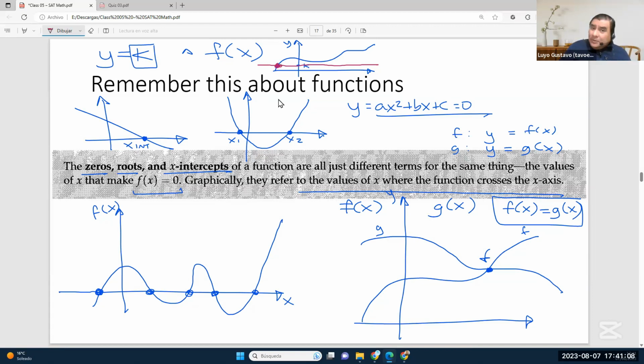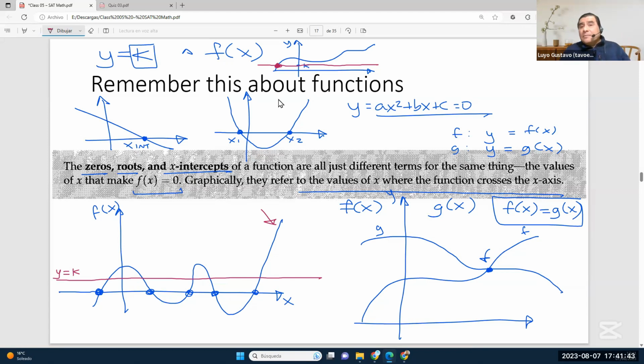And it is possible that the curve and the line may have more than one intersection. Imagine that you have this f of x here, and we have this horizontal line. How many intersections do you find between this horizontal line y equal k, where k is a constant value, and the curve f of x? How many intersections do you see in the picture?